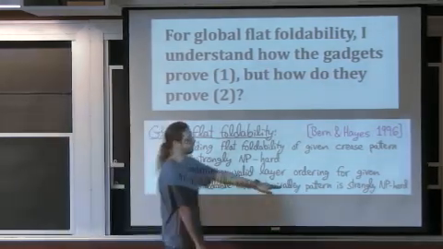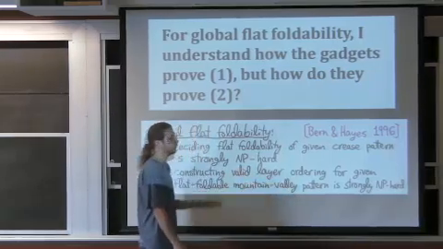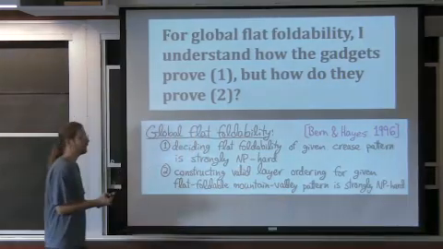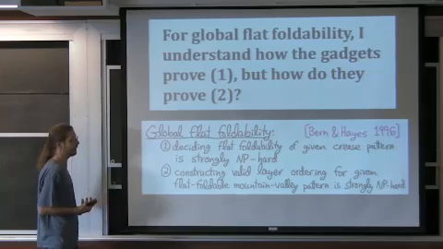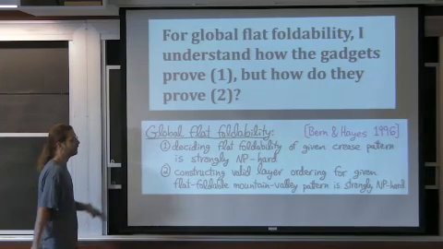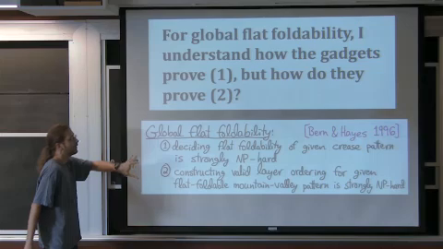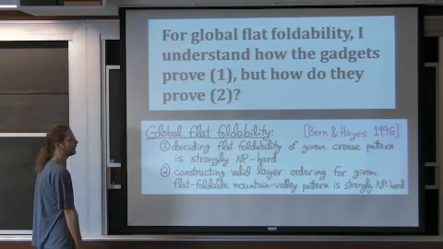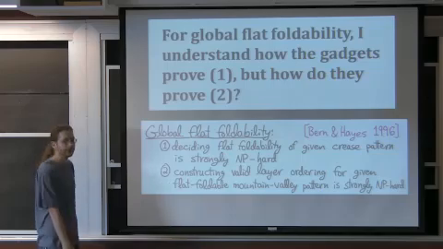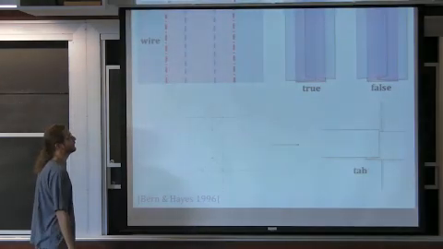But I give you mountains and valleys, and I want to find a valid folded state of that, or I want to decide whether the mountain valley pattern is valid. These are strongly NP-hard. And this is a different proof. It uses completely different gadgets. So I thought I'd show you some of those gadgets, the key ones.